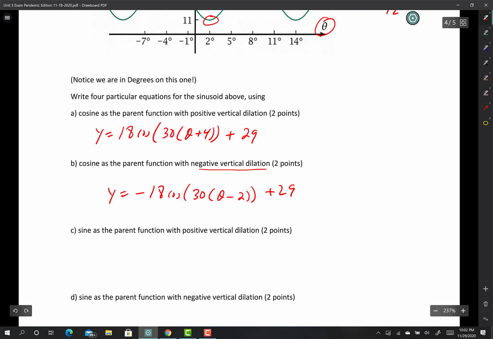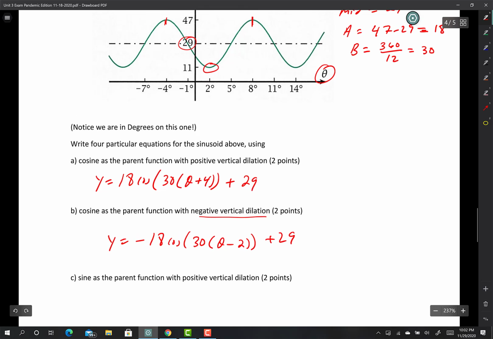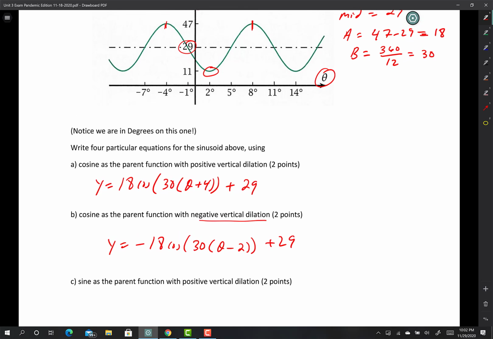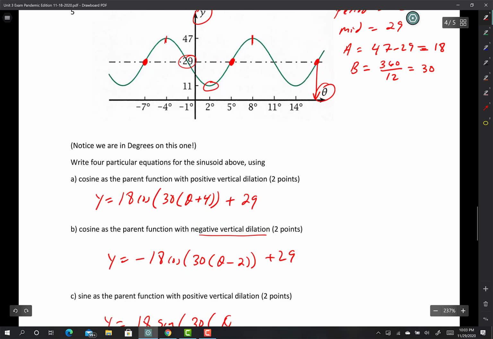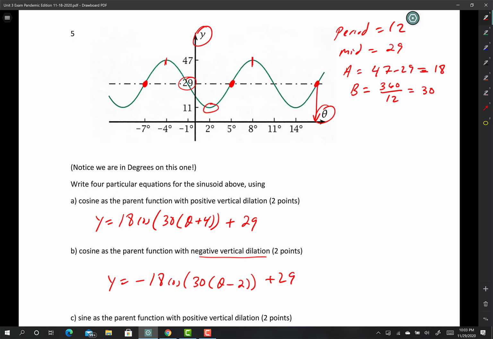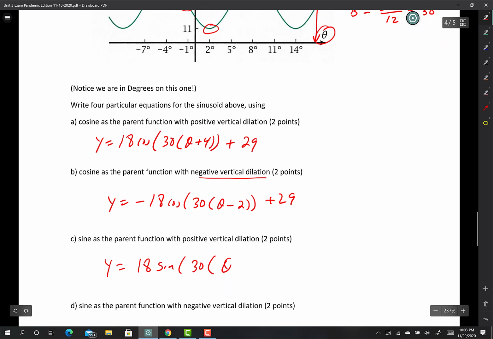And then the sine of the parent function with a positive vertical dilation. So I need to use a point of inflection, change it from concave up to concave down. So it's either going to be that one or this one, the one at -7 or the one at 5. Actually, you could also use this one if you want to calculate this theta value down there, which is not too hard to do if you really wanted to. So y equals 18 sine 30 theta, and let's use the 5 one because the 7 one is further away from the y-axis. So I'm going to write theta minus 5, close, plus 29.